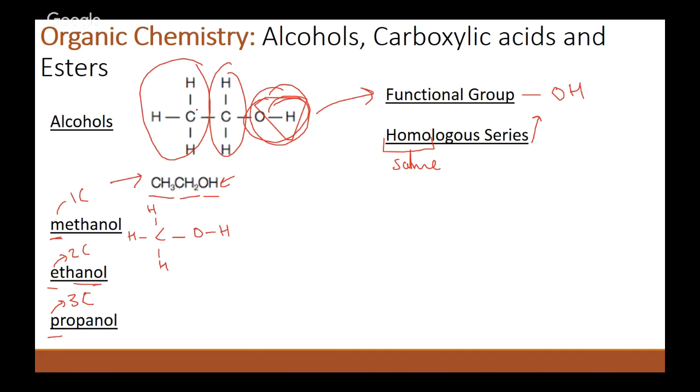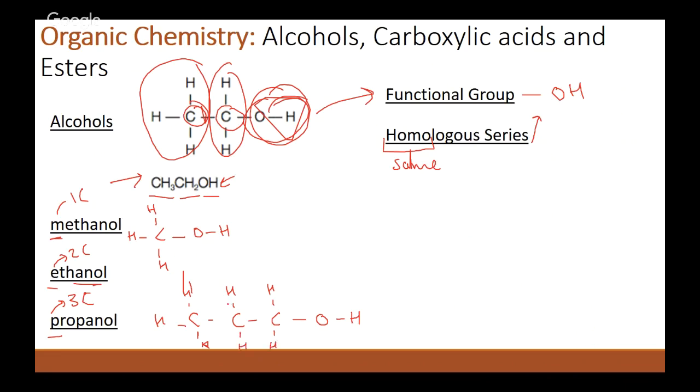Ethanol is the one I've drawn up here. You can see that it's got 2 carbons, and that's how you know it's ethanol. And finally, propanol has 3 carbons. The end carbon has the functional group. And then you just need to complete all single bonds of hydrogen around that.